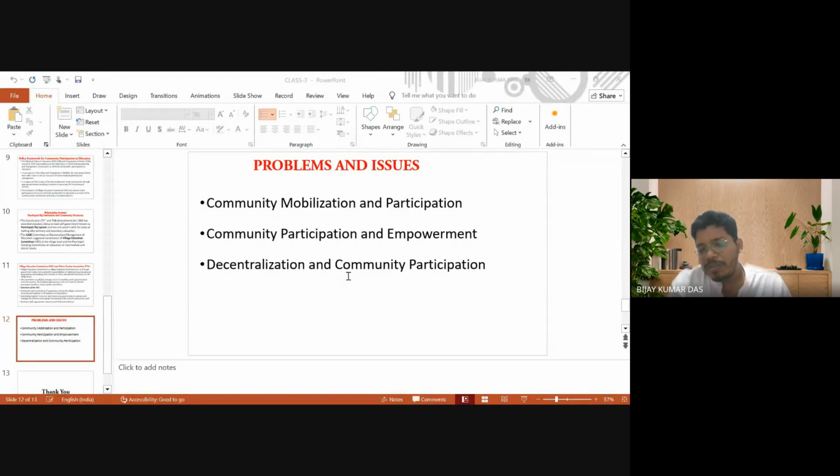So most of the decentralization measures which have been implemented are in the category of delegation or decentralization of roles and responsibilities. Power, no decentralization of power, isn't it?